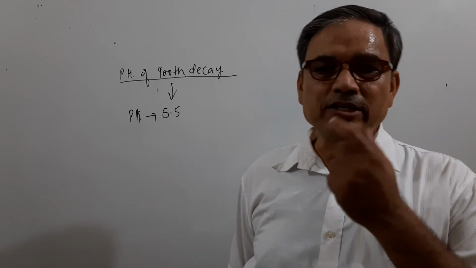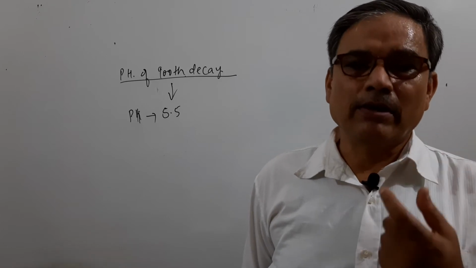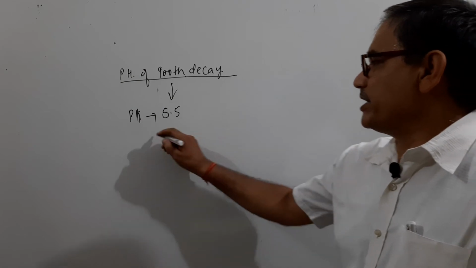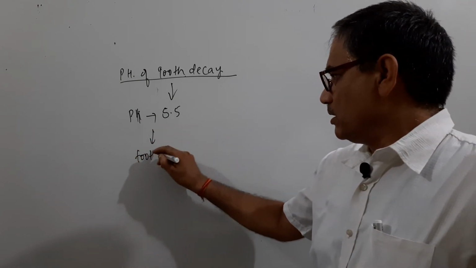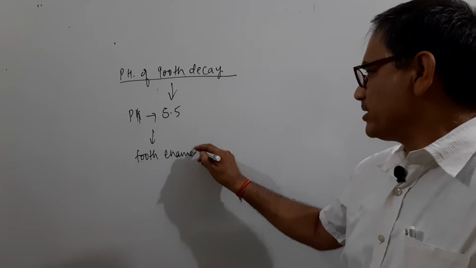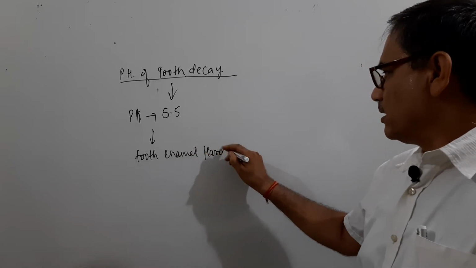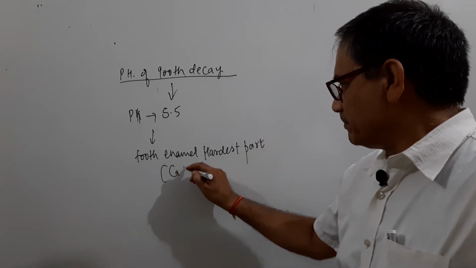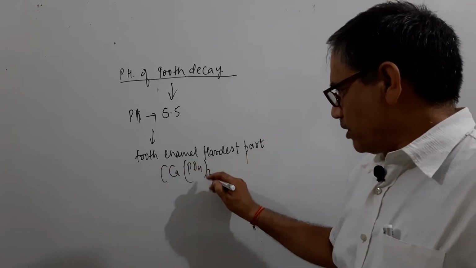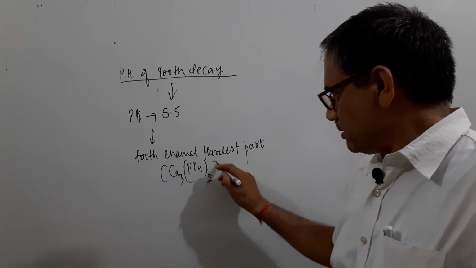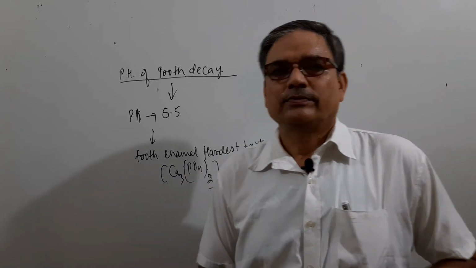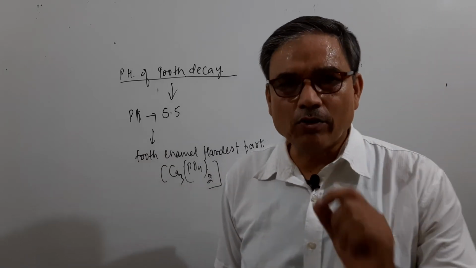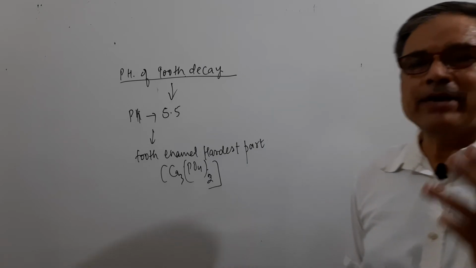Generally the hardest part of our body is tooth enamel, which is made up of calcium phosphate. Tooth enamel is the hardest part, which is made up of calcium phosphate. It is not soluble in water. It only corrodes. It only gets damaged.